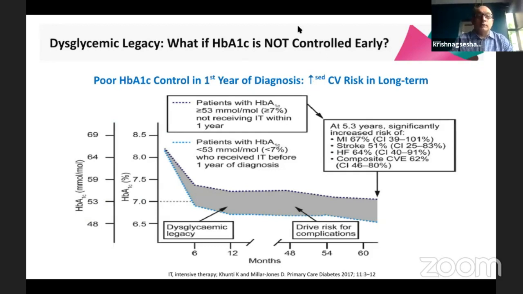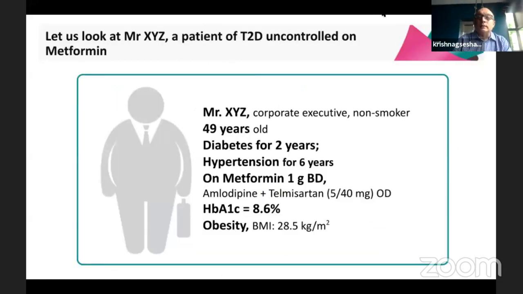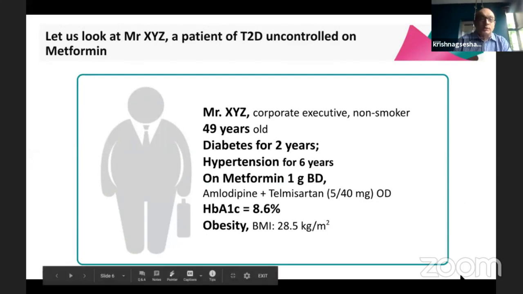If you have a high HbA1c in the first year of diagnosis, there seems to be a dysglycemic legacy, meaning that there is an increased risk of complications when the glucose is high in the first year of diagnosis, especially in the long run. The second thing is that over a period of time, this glycemic legacy continues.